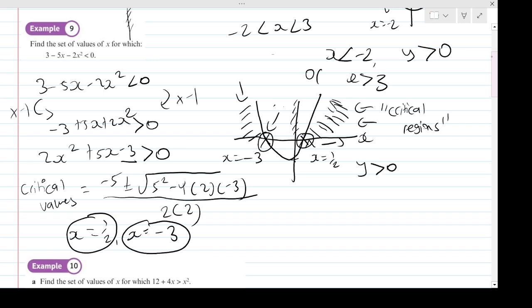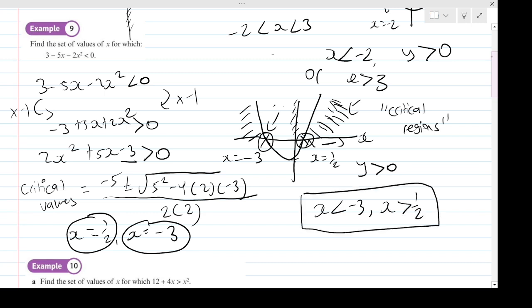Well, again, that means the first region here to the left has to be to the left of -3, so it's going to be x is less than -3. Then the right region here is all the values when x is greater than a half. Okay, so that's our solution then. So it's either x is less than -3, or x is greater than a half.